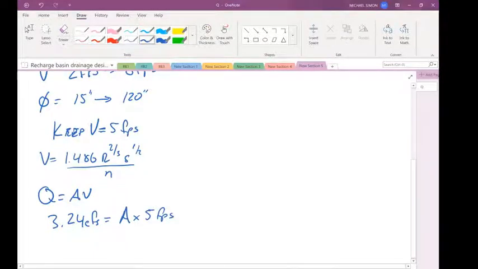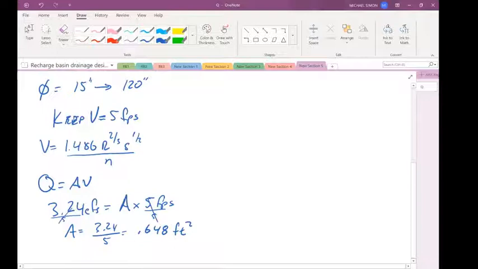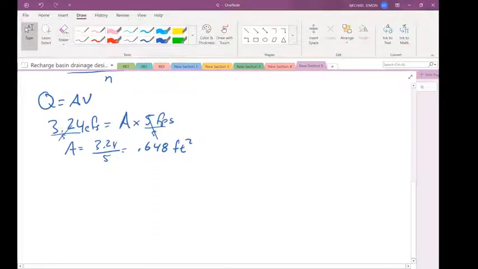So let's see what we get for A. A would be equal to, we divide both sides by 5, 3.24 over 5. So that's a 0.648 square foot area. Okay, so what do we do with that square foot area? We have to figure out what the diameter is going to be. So how do you figure out the diameter of a circle?